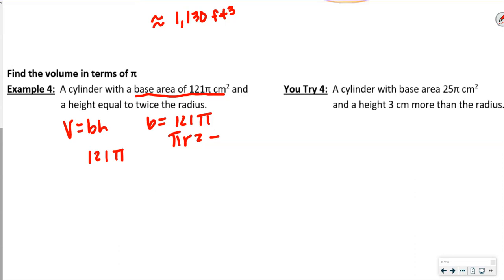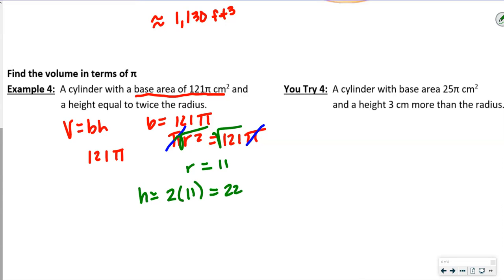So we're going to set this equation equal to 121 pi, noticing that pi is going to cancel out on both sides, and then we're going to take the square root of r squared, and the square root of 121 is 11. So now we can find our height, right? It says the height is equal to twice the radius. So that's going to be 2 times 11. So our height's going to be 22.